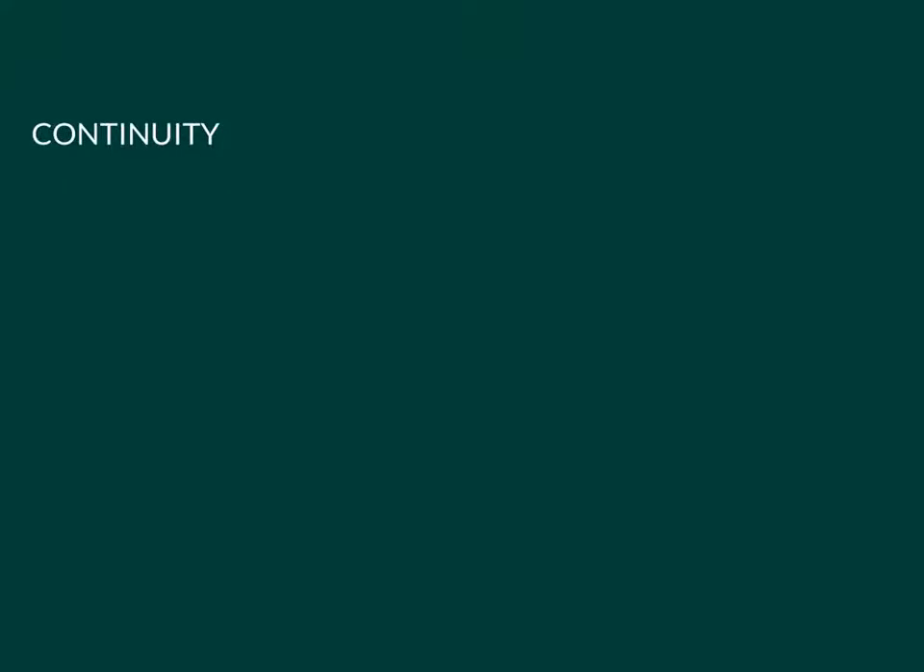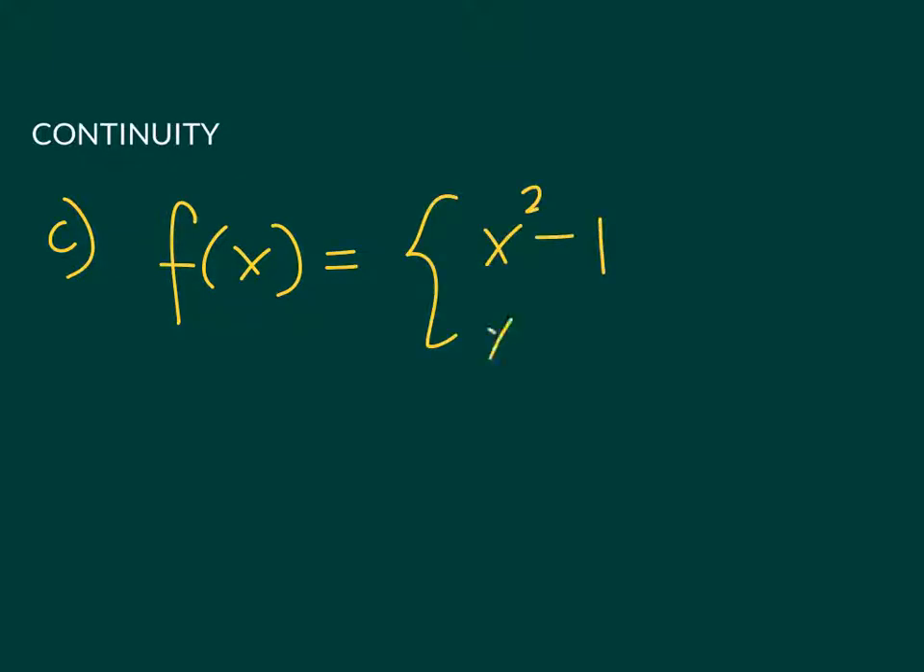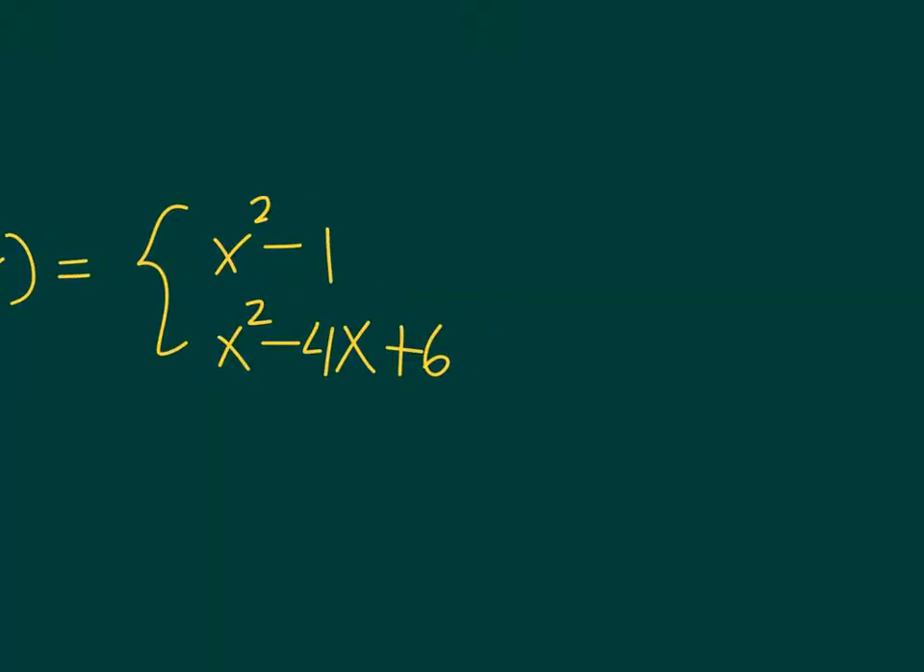Okay, so this time we'll look at another example in determining if a function is continuous or discontinuous. And we pick letter C. F of x is equal to x squared minus 1 and then x squared minus 4x plus 6. Note that the expression x squared minus 1 will be used when x is less than or equal to 1, and we use x squared minus 4x plus 6 if x is greater than 1.